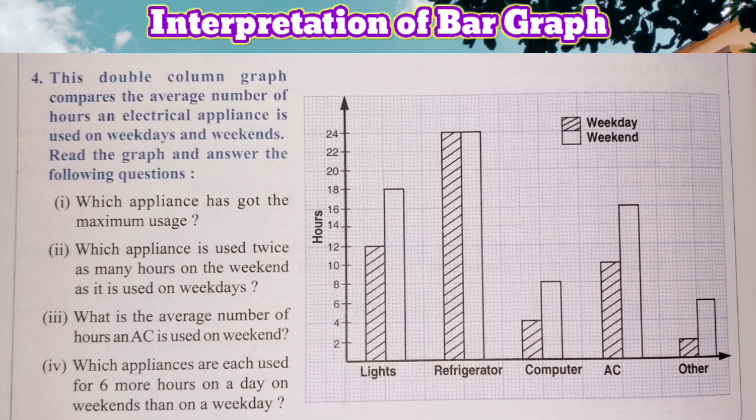In this question number 4 also you can see a double bar graph is given. This double bar graph compares the average number of hours an electrical appliance is used on weekdays and weekends. That means on the weekends, which comprise Saturday and Sunday, we use some electrical appliances in our home, as well as on the weekdays we use the same electrical appliances. Now here in this bar graph there is a very good comparison between these appliances and the number of hours we use them on weekdays as well as on weekends.